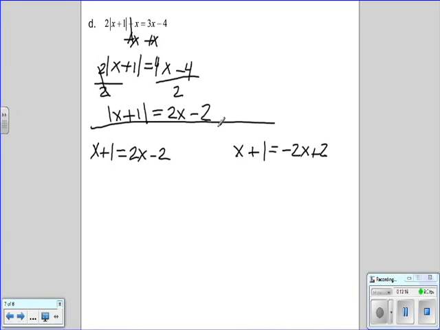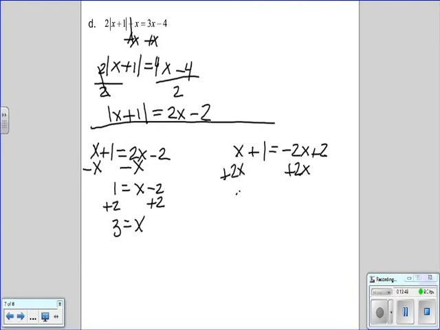Okay, now we solve. So subtract x on both sides in this first case. 1 equals 2x minus x is x minus 2. Now let's add 2 to both sides, and we get x equals 3. We're going to check that later to see that it works. Over in case 2, I'm solving again for x. I'm going to start by adding 2x. Anytime I've got a negative here, it's always easiest to add on both sides.